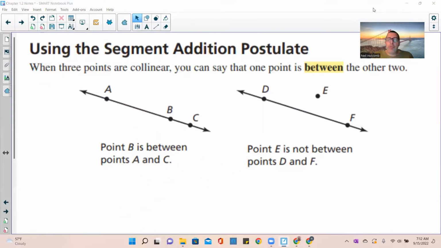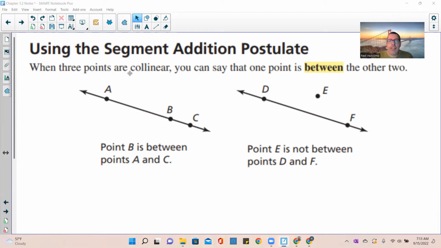Okay, so we're going to lead up to the segment addition postulate here for the next example, but before I do that, I want to explain something first. So it says when 3 points are collinear. Collinear, remember, means that the 3 points would be on the same straight line. Then you can say that 1 point has to be between the other 2.